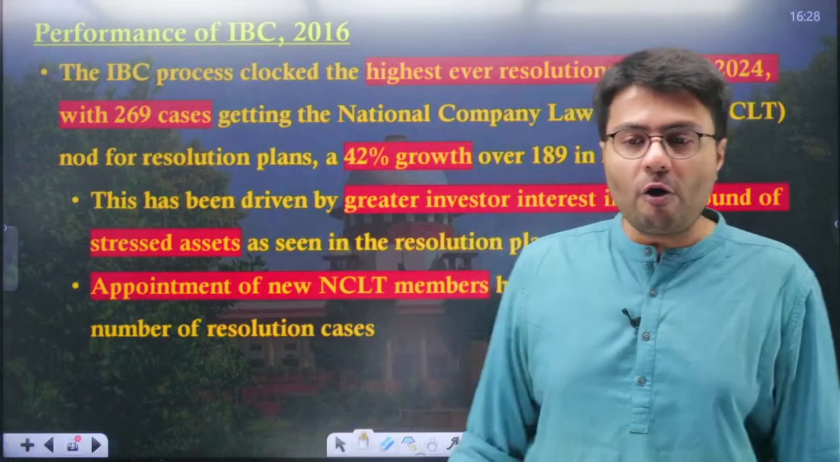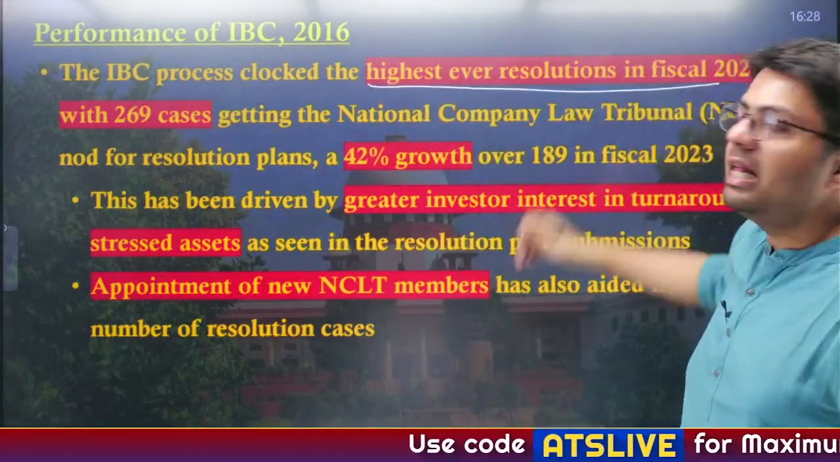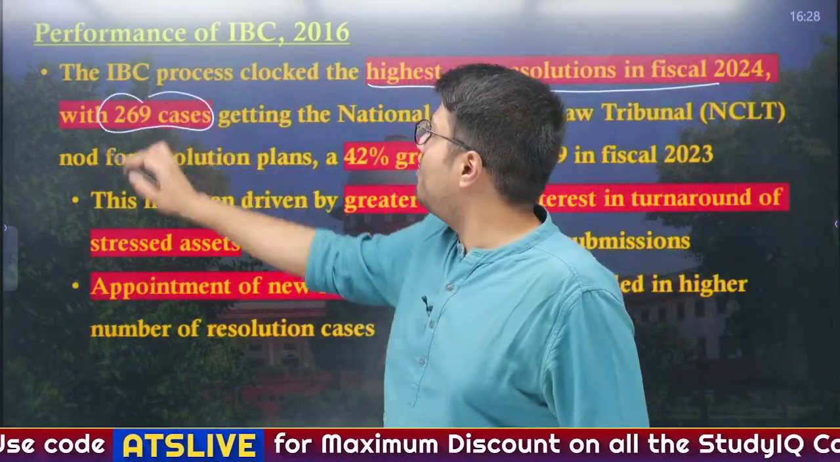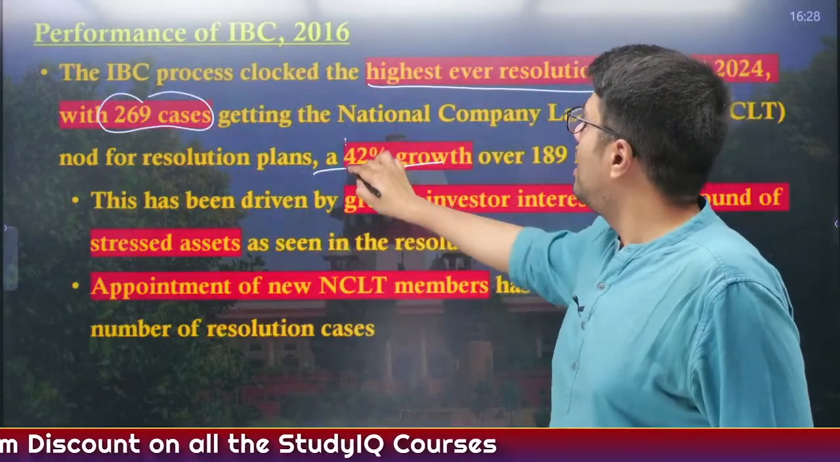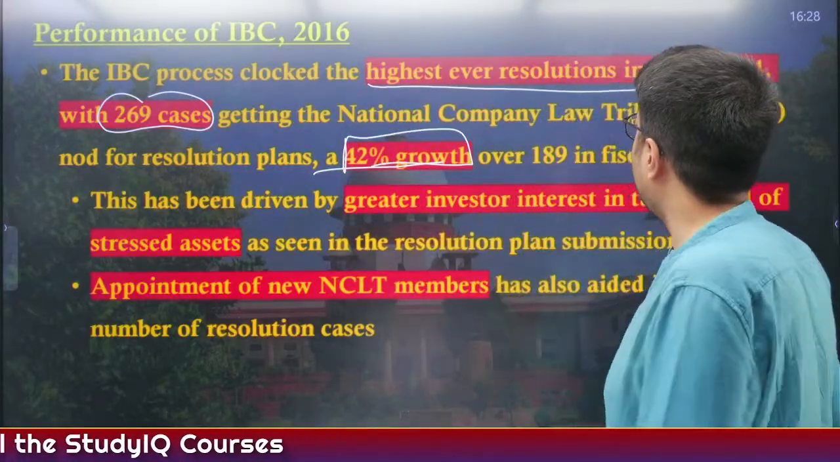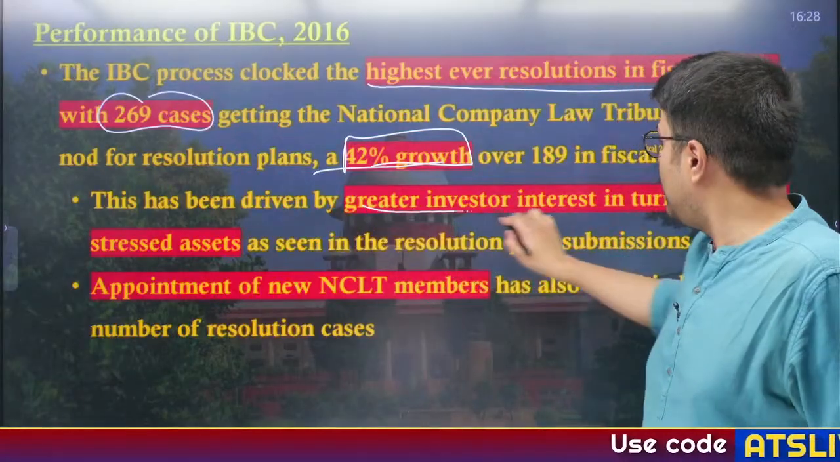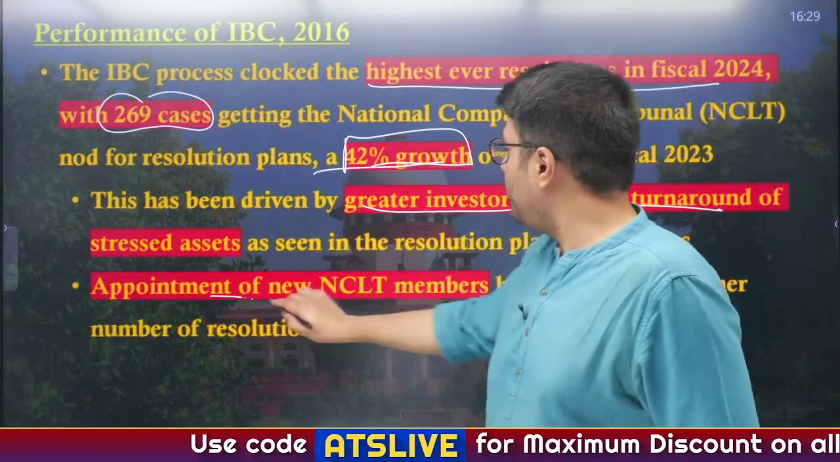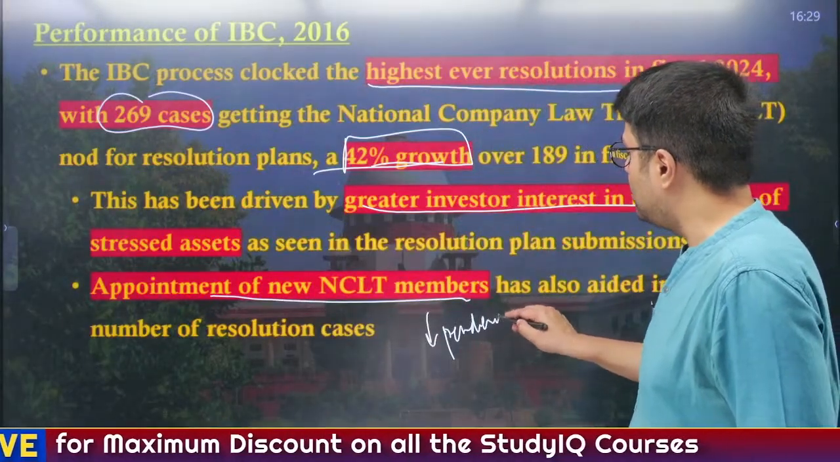Now let's see the performance of IBC. IBC has clocked its highest ever resolution in the fiscal year 2024, where 269 cases were filed with NCLT and the resolution plan was approved, and it saw a 42% growth over the last fiscal year. This has been driven by two factors: greater investor interest in the turnaround of stressed assets or companies, and the appointment of new NCLT members, which has reduced the pendency in the NCLT.